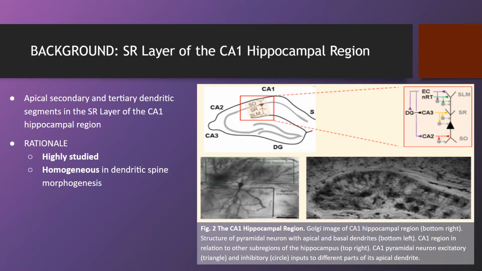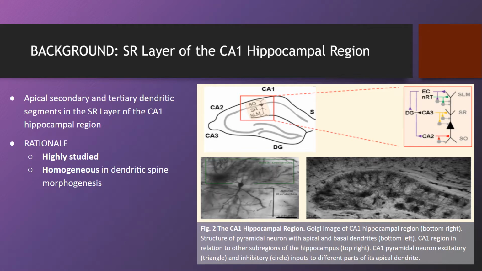My project's areas of interest will be the apical, which is emerging from the apex, secondary and tertiary dendrites and spines of pyramidal neurons within the SR layer of the CA1 region of the hippocampus, a temporal lobe brain structure that regulates several important processes such as motivation, learning, emotion, and memory.